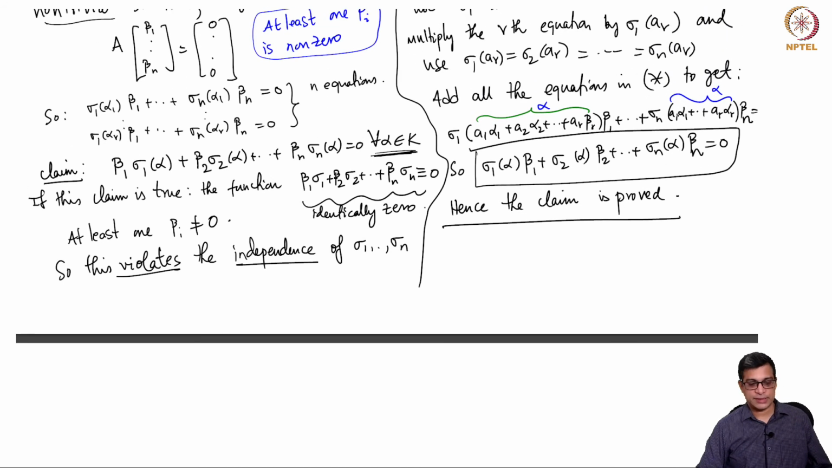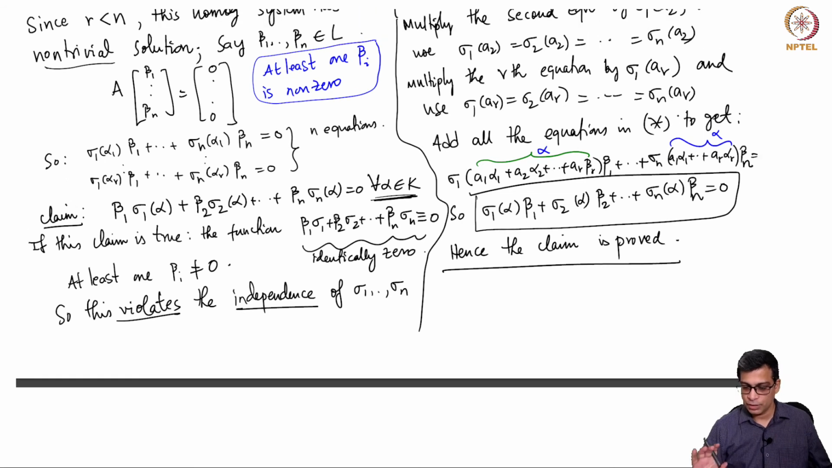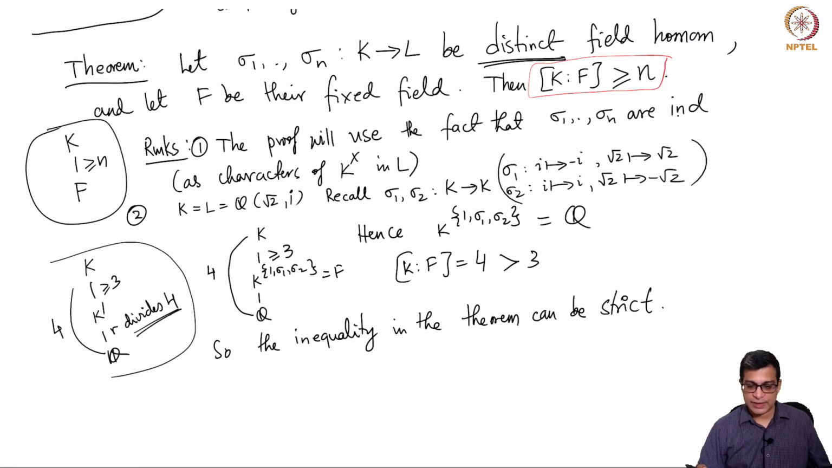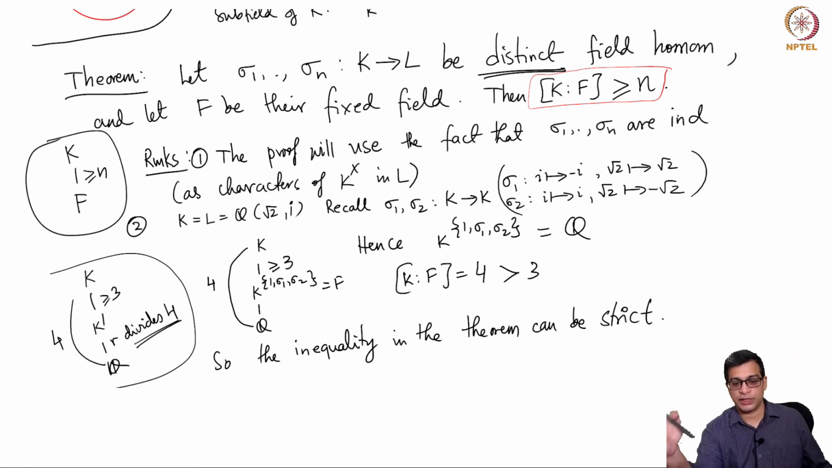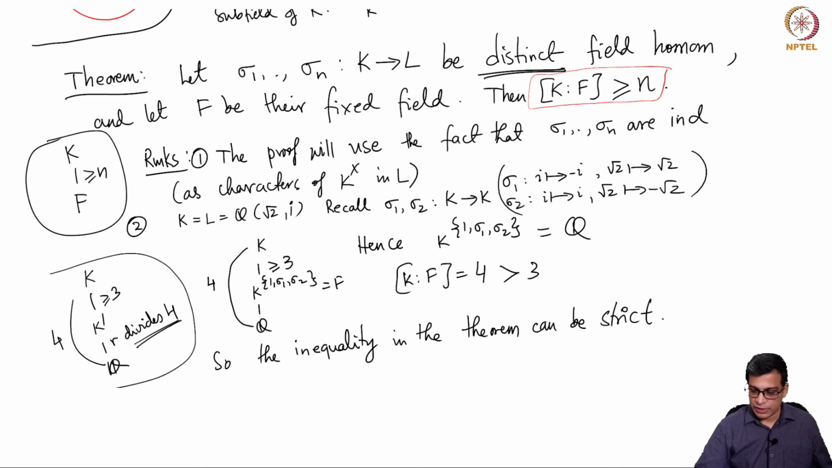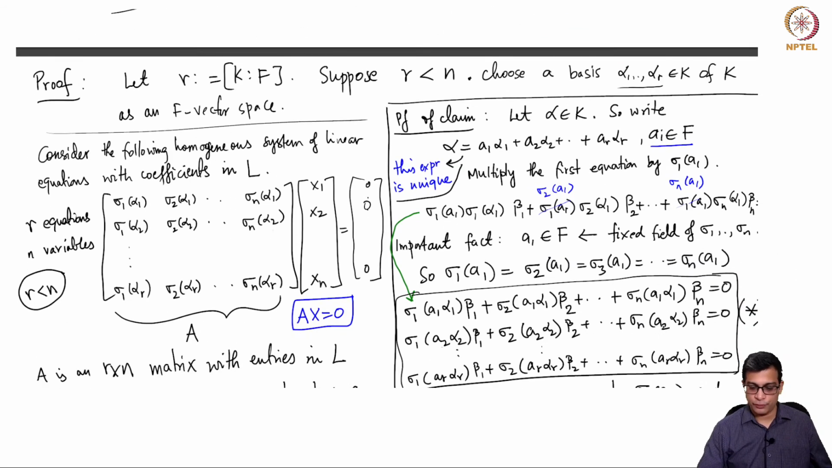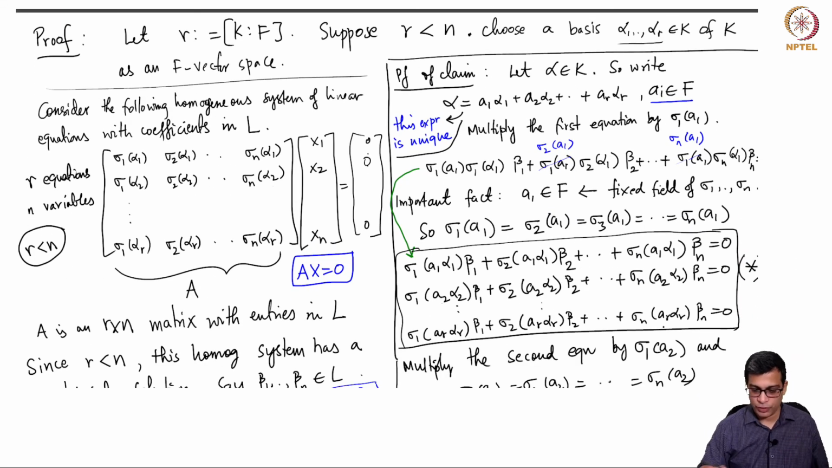Okay. So this completes the proof, and essentially what we have done is show the fixed field index. If you start with a bunch of homomorphisms and you take n distinct homomorphisms and you take their fixed field, the index of the ambient field over the fixed field is at least n. We have seen that the inequality can be strict, but it is always greater than or equal to n, and the proof is basically a linear algebra proof.